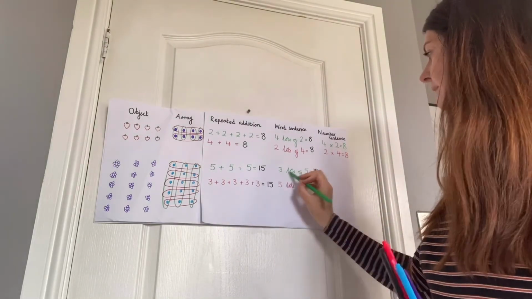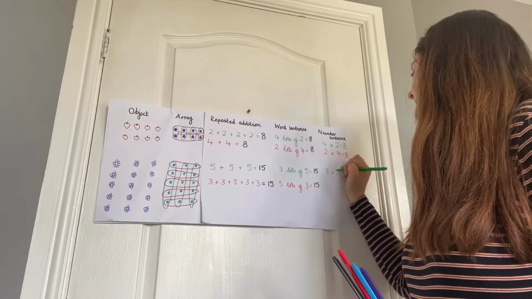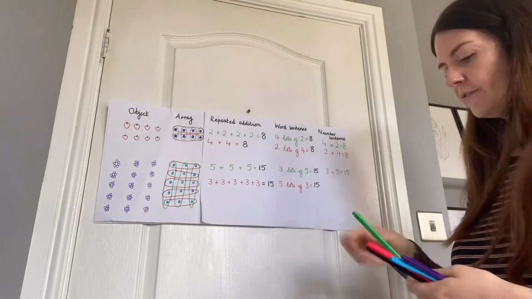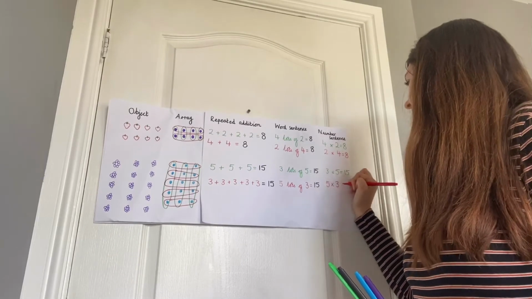So I'm going to do this one first. So 3 lots of 5 is the same as 3 times 5. We get the answer of 15. And then 5 lots of 3, 5 times 3 equals 15.